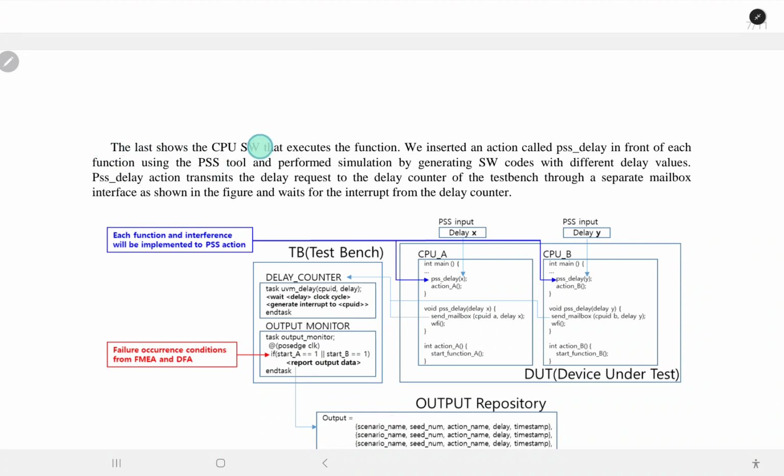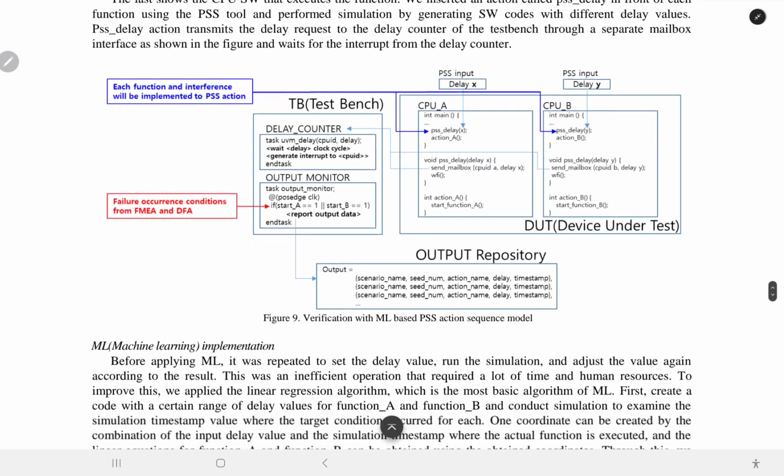The last shows the CPU software that executes the function. We inserted an action called PSS delay in front of each function using the PSS tool and performed the simulation by generating software code with different delay values. The PSS delay action transmits the delay request to the delay counter of the test bench through a separate mailbox interface as shown in the figure and waits for the interrupt from the delay counter. Figure 9, verification of the ML-based PSS action sequence model.